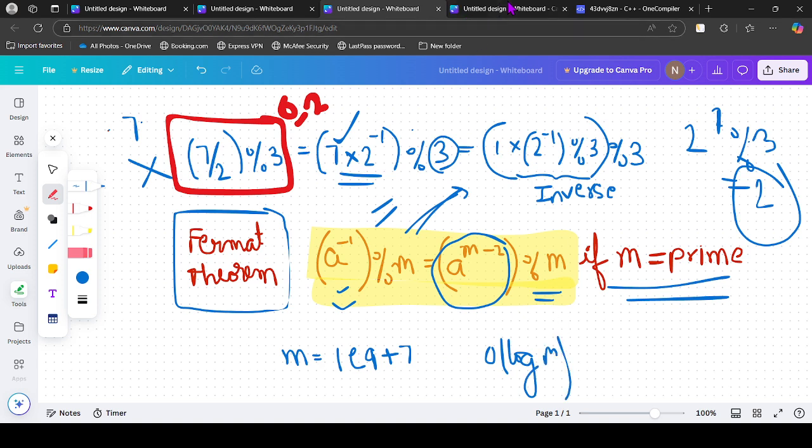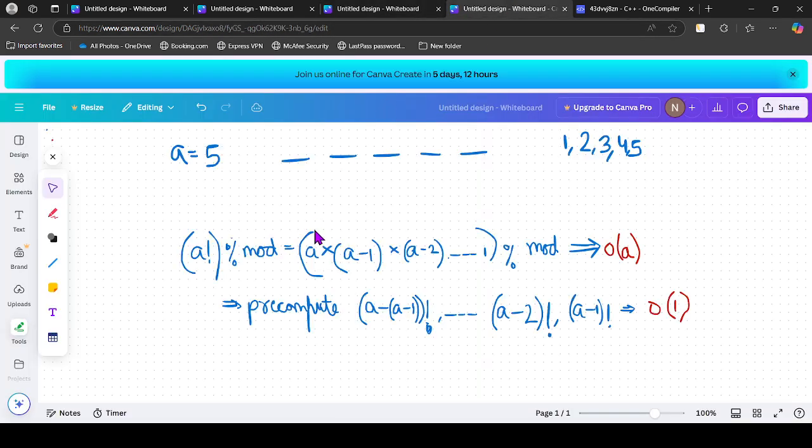So coming to the next one, and let's discuss the last one of today's session. So it is factorial.